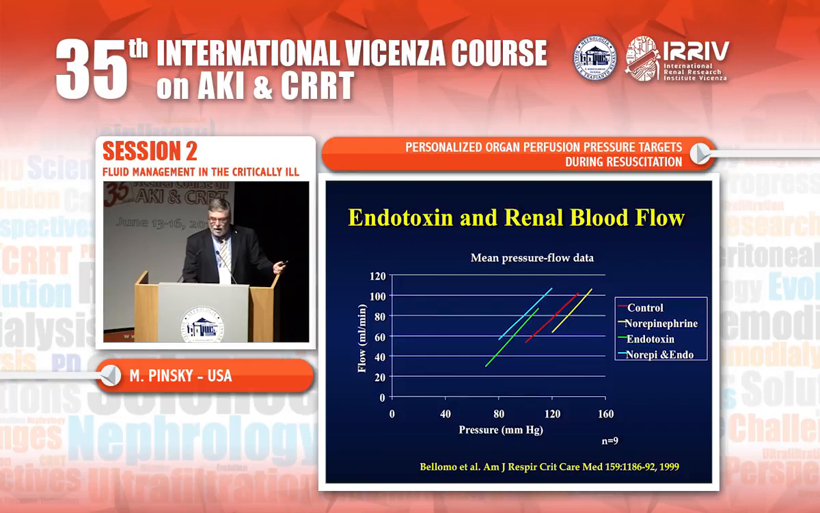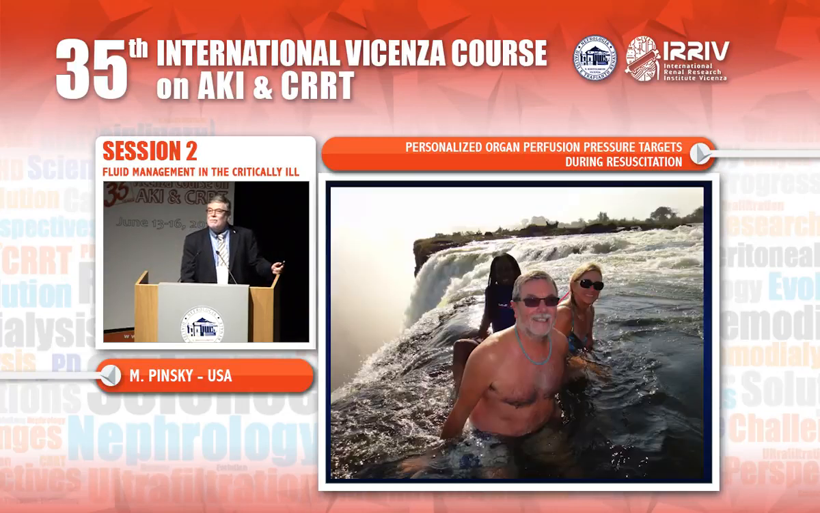We then induced endotoxic shock and saw again a parallel shift of the curve, just like we saw. But in the setting of endotoxic shock, giving norepinephrine did not cause vasoconstriction. We had an increase in renal blood flow because there was an increase in perfusion pressure. These are the data that allow you to give norepinephrine to treat hypotension in septic shock and expect to see organ blood flow go up. So that's a good place to be on the vascular waterfall.